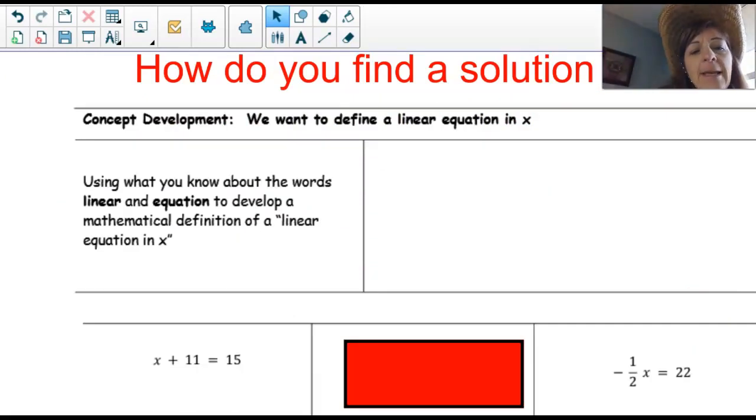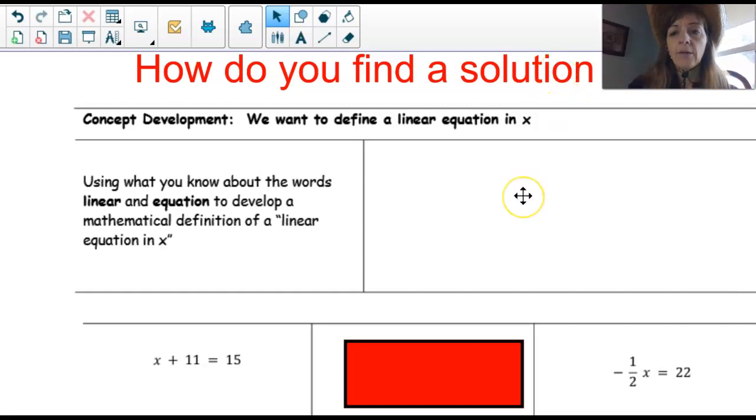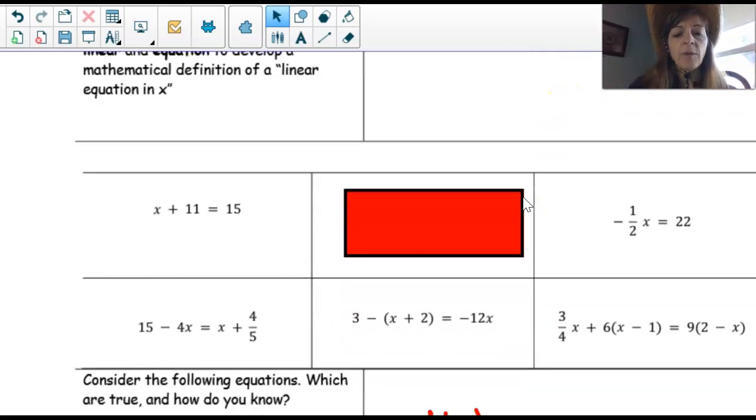Let's go ahead and take a look. We want to define linear equation in x. If we were to graph a linear equation in x, we would make a straight line on the graph. Here are some examples of linear equations. If you were to simplify any of these, or combine like terms, you would find that the exponent on that variable is going to be a 1.